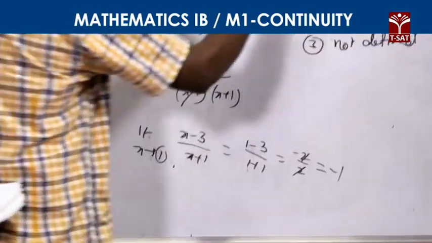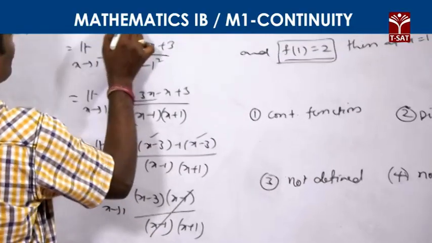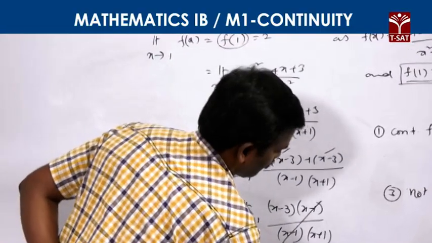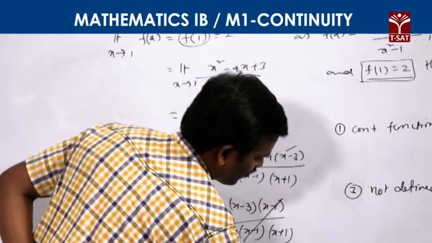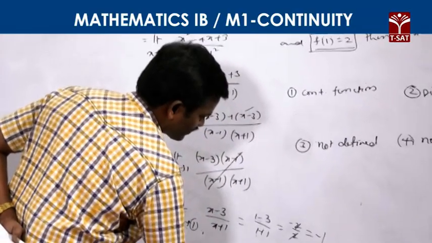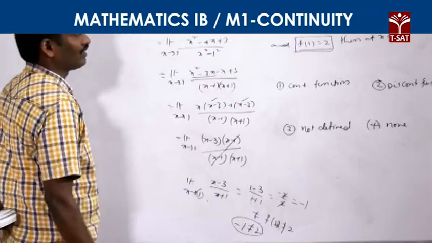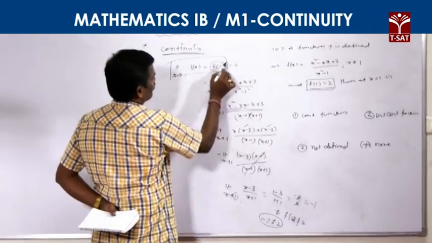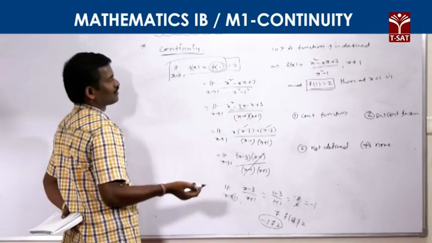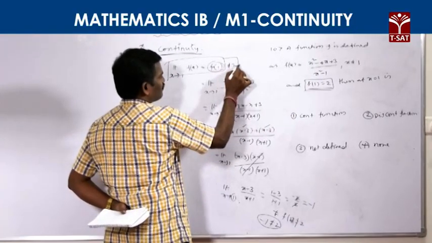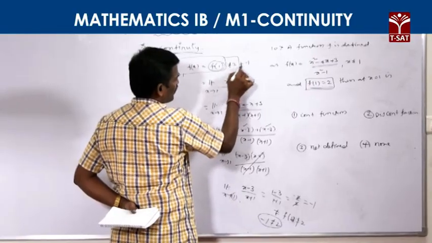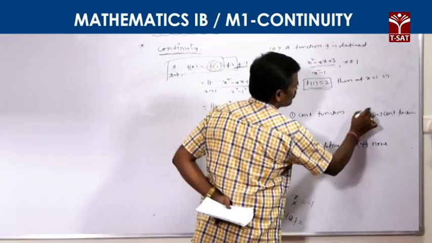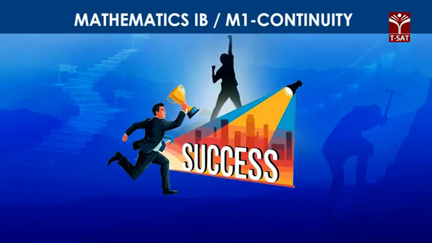So the limit is minus 1. Now f of 1 is given here as 2. This is not equal to the limit. F of 1 is 2, and minus 1 is not equal to 2, so it is a discontinuous function. If both were the same, equal to 2, it would be continuous. But 2 is not equal to minus 1, so this function is discontinuous. So the second option is the correct option.